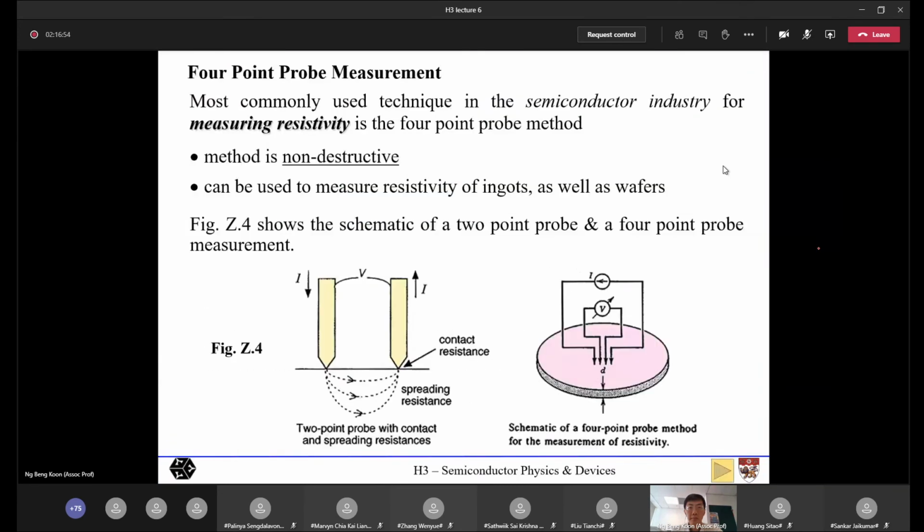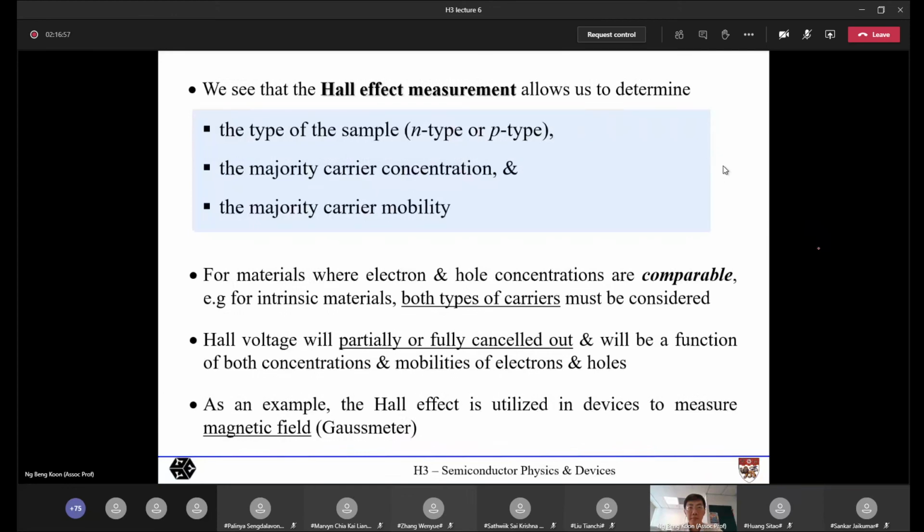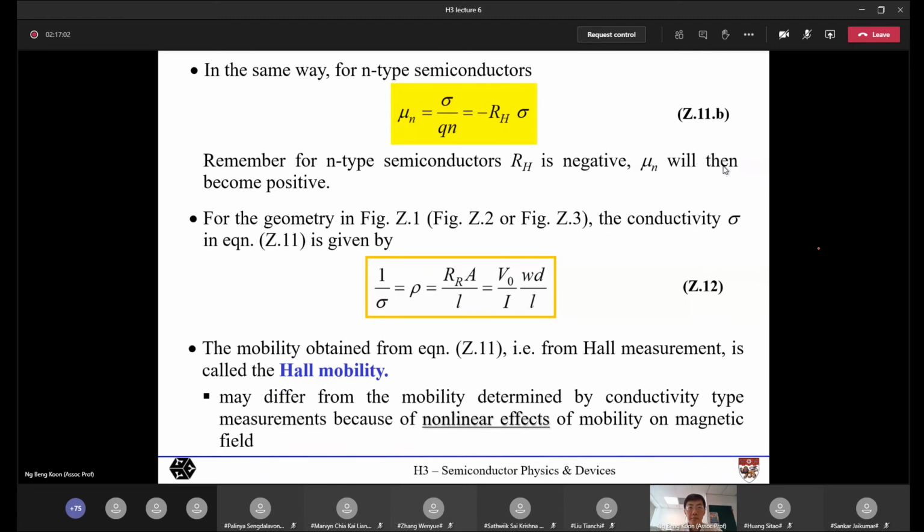The mobility that you determine from such a measurement could be a little different from the Hall measurement, because the presence of a magnetic field can have some effect on the mobility and change its behavior a little bit. So usually we distinguish this from the conductivity type measurement by calling this the Hall mobility, so that you're aware that it's determined from a different characterization method, which may deviate from the conductivity measurement because of the presence of the magnetic field.